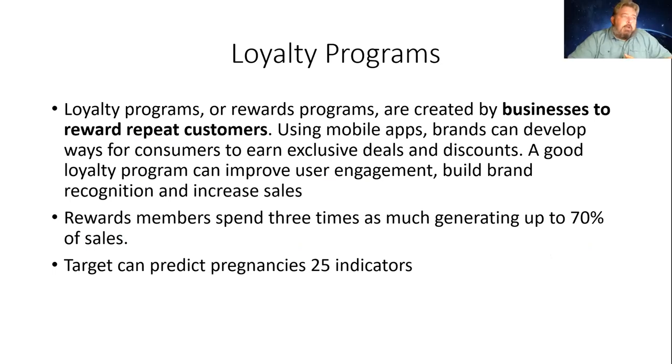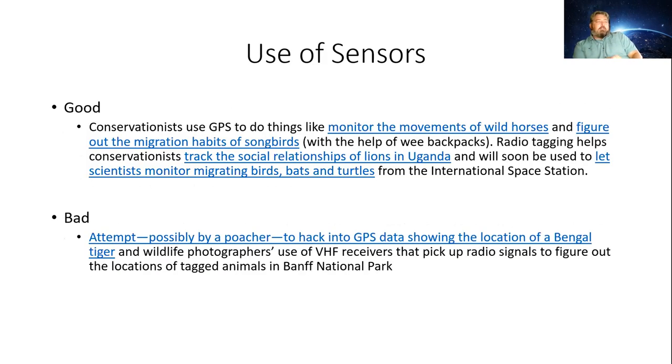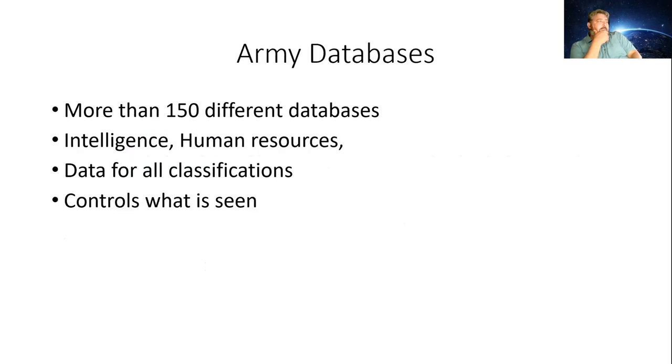Loyalty programs are also another way that we build up data. And the cool part is you're thinking you're saving some money, but in actuality, these loyalty programs are now being sold and brokered amongst organizations. And this is all out in the open market. Rewards members can save up to 70%, and Target can identify if you're pregnant if you buy a few of these 25 indicators that they have on their program. And by the way, the Target ad that you think is at your house is not the same as your neighbor's, you can guarantee it's going to be different based upon your shopping habits.